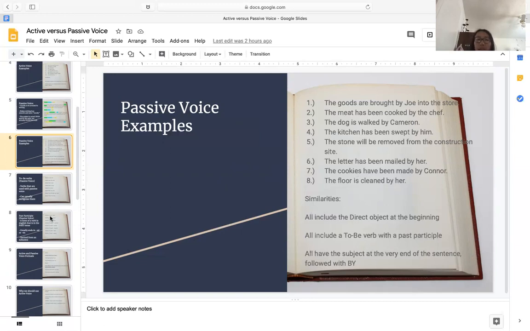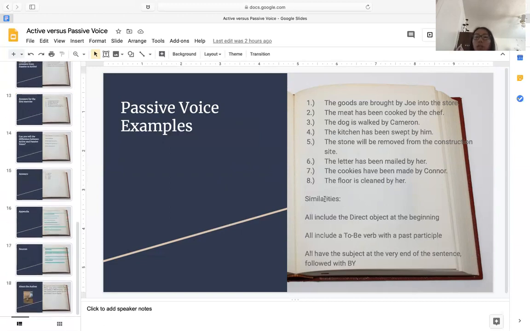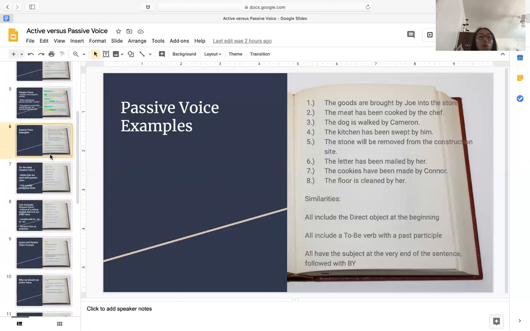Let's take a look at the similarities. They all include the direct object at the very beginning of the sentence. And they have a to be verb with a past participle. All have the subject at the very end of the sentence, which is followed by the preposition by. That signals where the subject is in a passive voice.